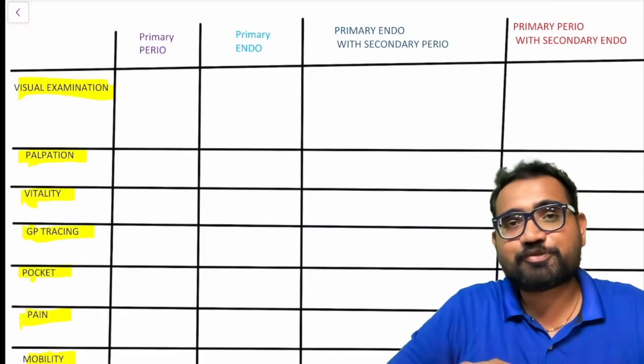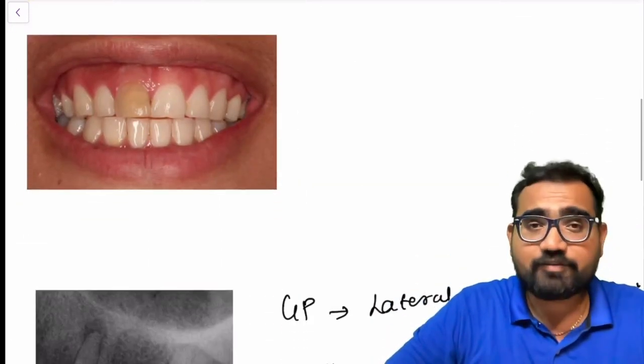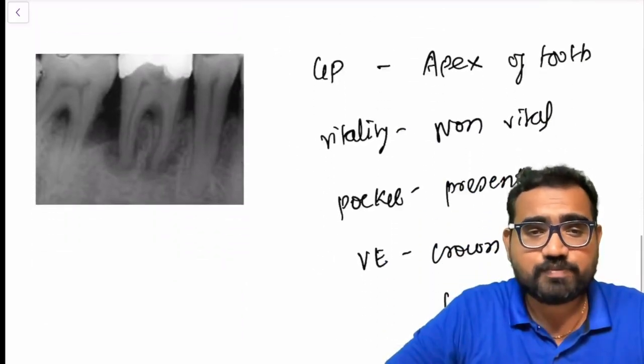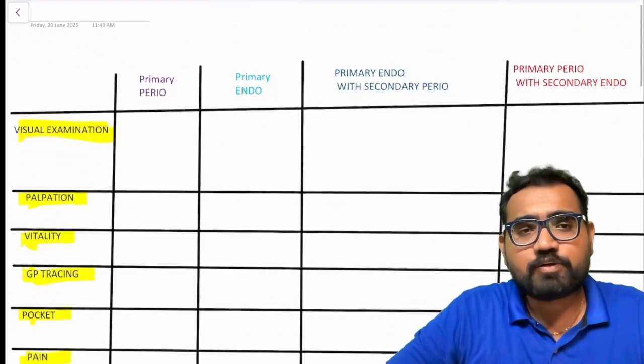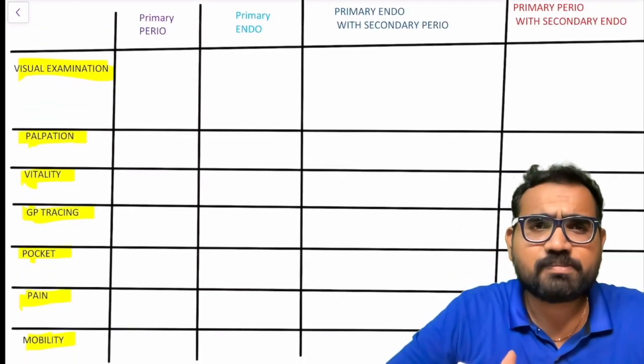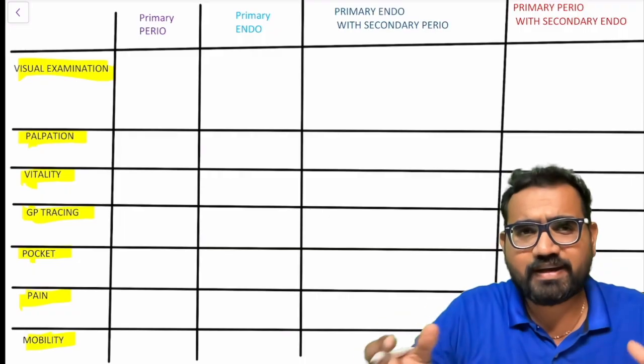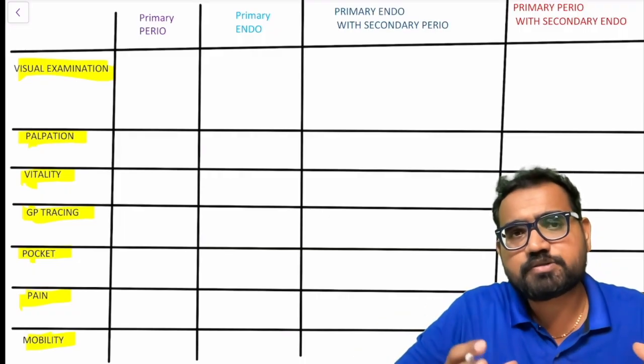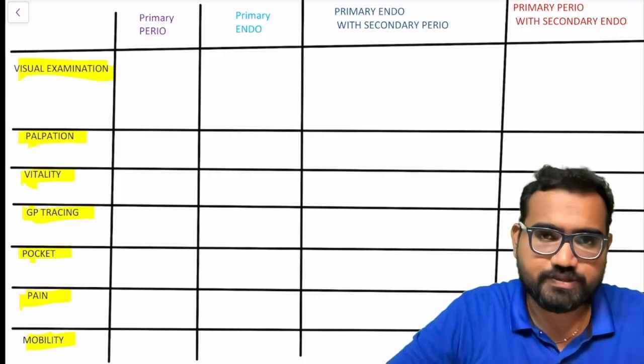Today we are going to diagnose endo-perio lesions. I have added a few case scenario examples as well. Before moving into the actual cases, we'll be talking about a few parameters, and I'll tell you how these parameters work out in each kind of situation or lesion.